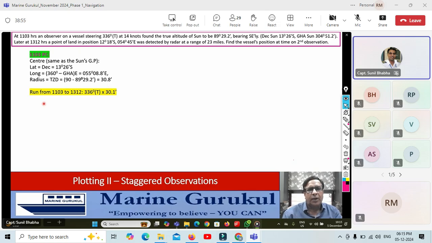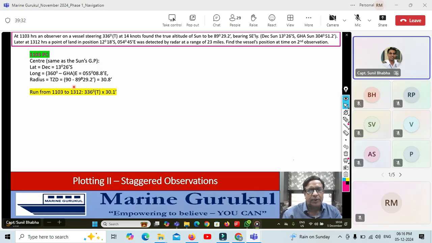Now we run up this center. Which center? Whose latitude is 13 degrees 26 minutes south and longitude is 055 degrees 08.8 minutes east. We run it up from 1103 to 1312. During this interval, the vessel shall be doing a course of 336 degrees true, and at 14 knots, the vessel shall be covering a distance of 30.1 miles. Now, this part of it I have not shown on the screen, but I have calculated it. You can also calculate just to save on time.